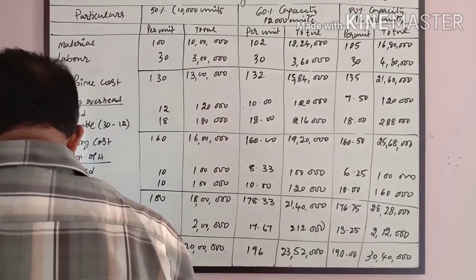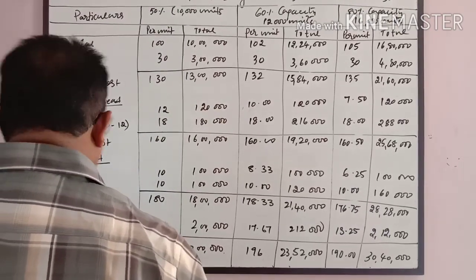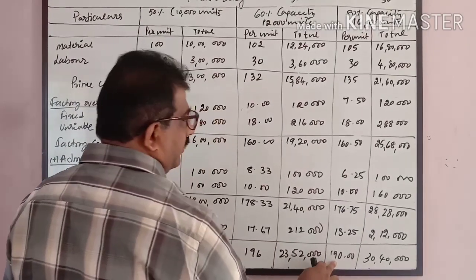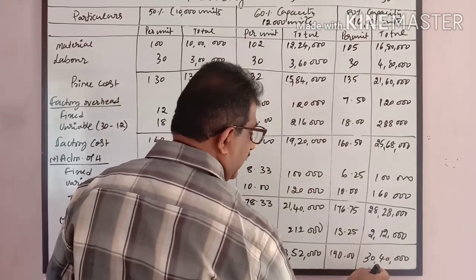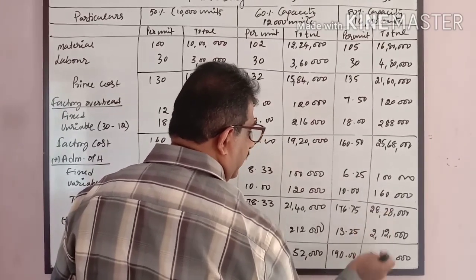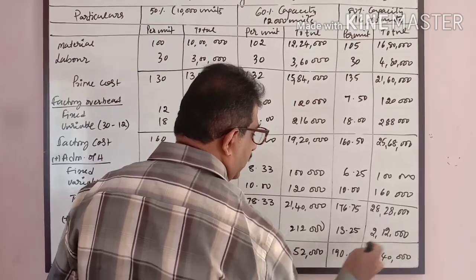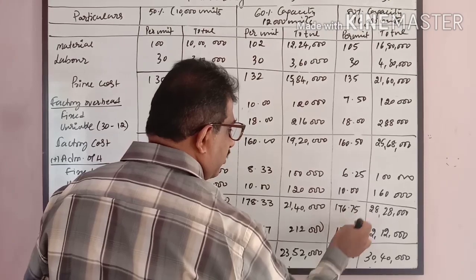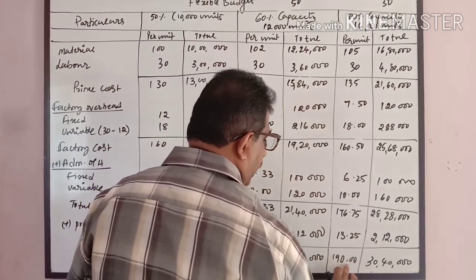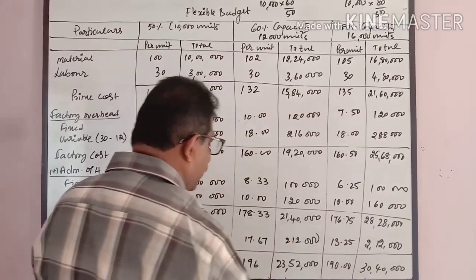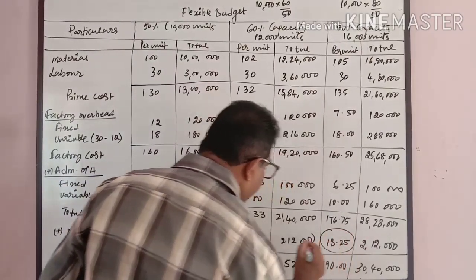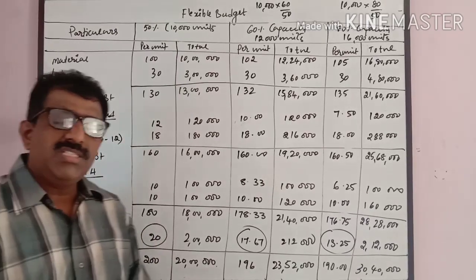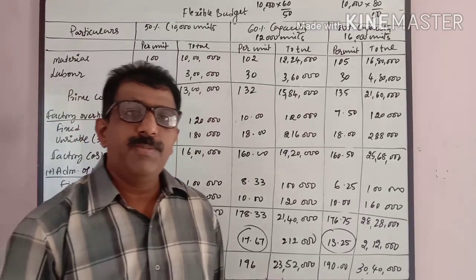Profit we don't know. He said the selling price per unit falls by 5%. 200 minus 5% comes to 190. 190 into 16,000, 30 lakh 40. The difference between these two is the profit, 2 lakh 12,000. Here also same thing, 190 minus 176.75, 13.25. So this will be the balancing figure at all the levels. This is how we have to work out the flexible budget.